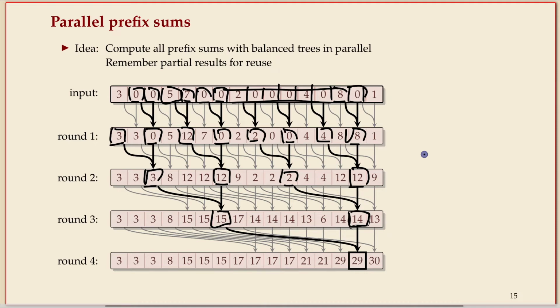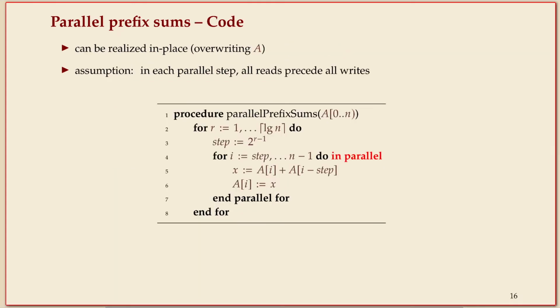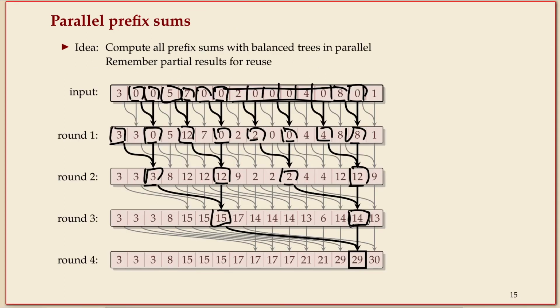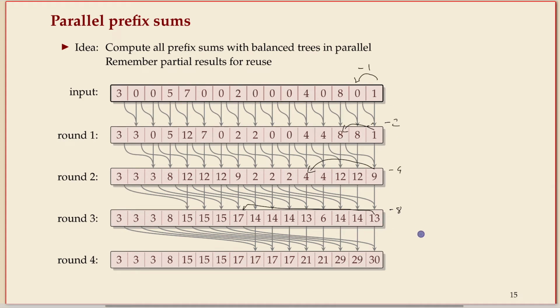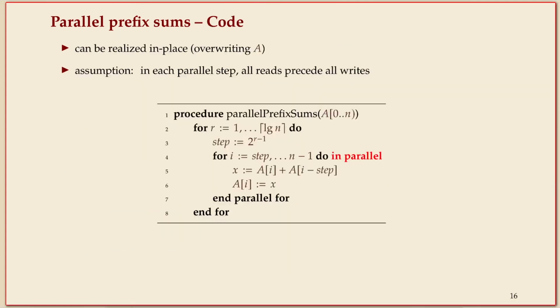Writing this in code is not too hard. It's just a little messy because you have to keep track of the indices. But that's what it looks like. We'll do the rounds. These are round 1 and so on. That's the height of the tree. The rounds go from 1 up to log n rounded up. Step is how much do I jump back for my single addition? That's powers of 2, as hopefully you've noticed that pattern here as a computer scientist. So that's the step size.